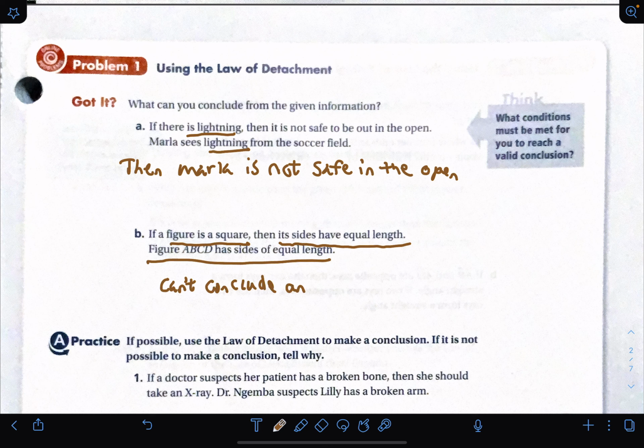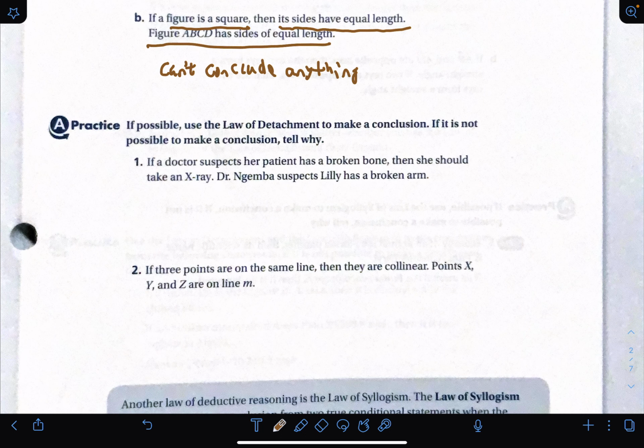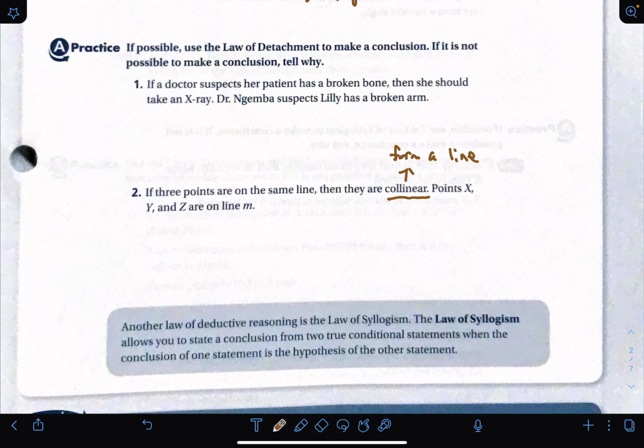Here's the practice. Just to let you know, collinear means they form a line.